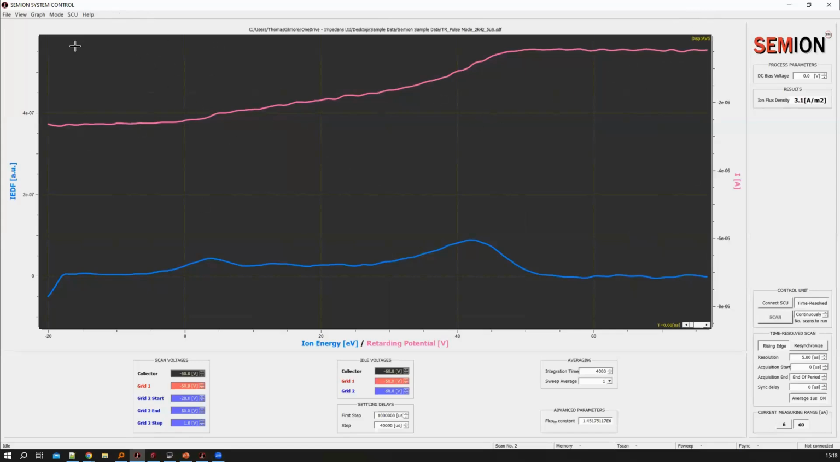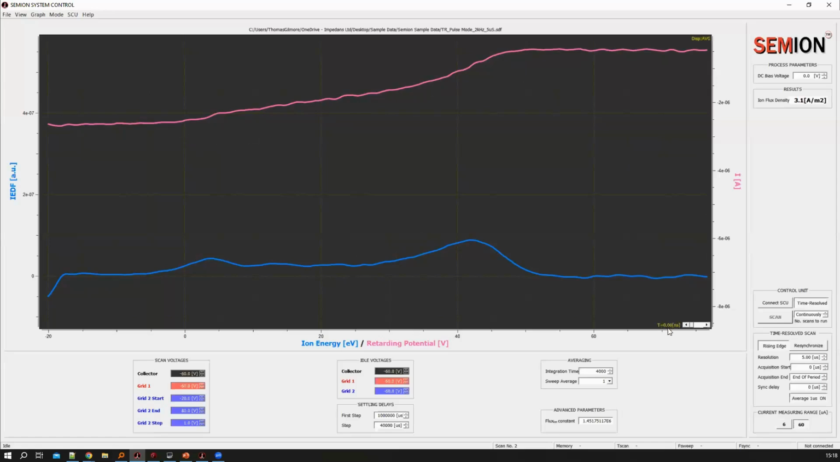This here is the Semion PDC software. Over here you can see time resolved, and down here are all the settings I was just mentioning. So you set the resolution, start time, end time, the delay. And down in the bottom, it'll pick up the synchronization frequency, so if you apply TTL, you'll see that here. And then this is the graph. The blue is the ion energy distribution function, and the red is the voltage-current graph.